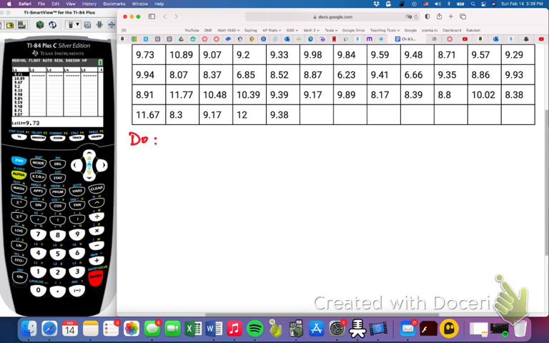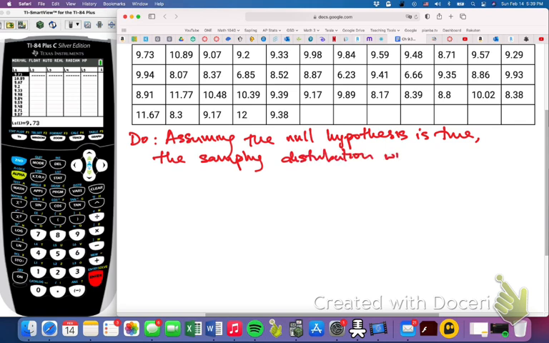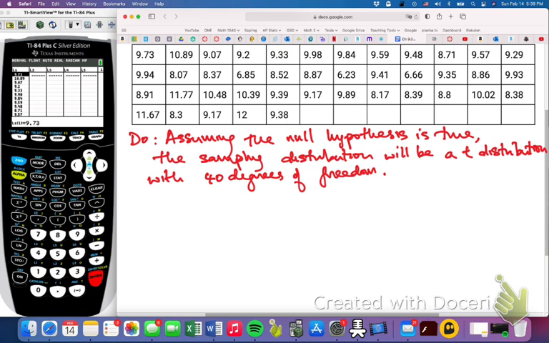So the do part: assuming the null hypothesis is true, H naught, the sampling distribution will be a t distribution because the standard deviation of the population is unknown. We're going to use a t distribution, sometimes also known as student t, with 40 degrees of freedom. Now, how do we get degrees of freedom? You take the sample size minus 1. There are 41 data in the sample, so we take 41 minus 1, which is 40 degrees of freedom.